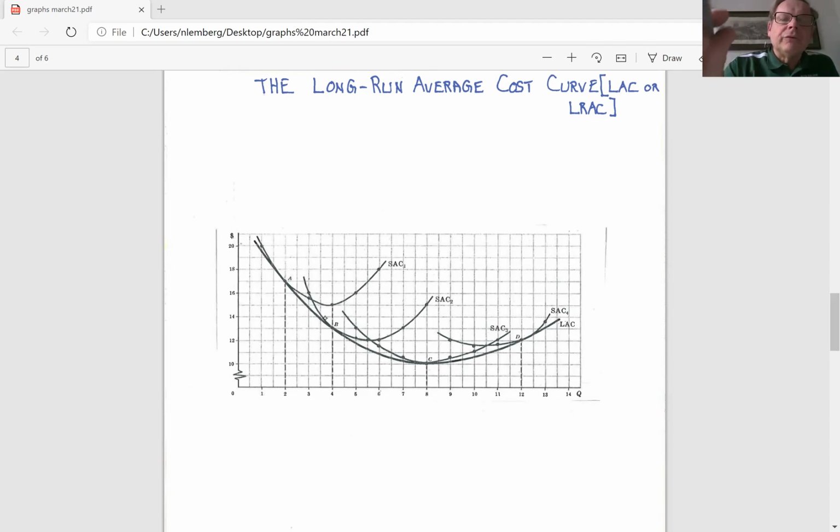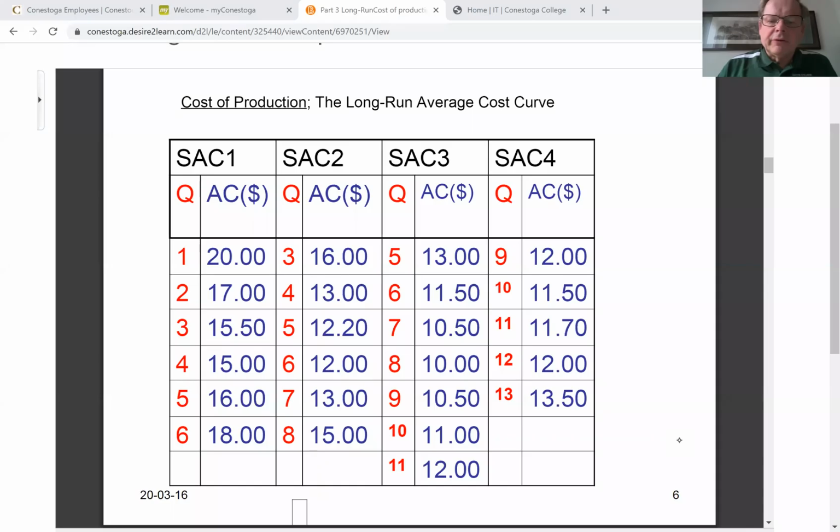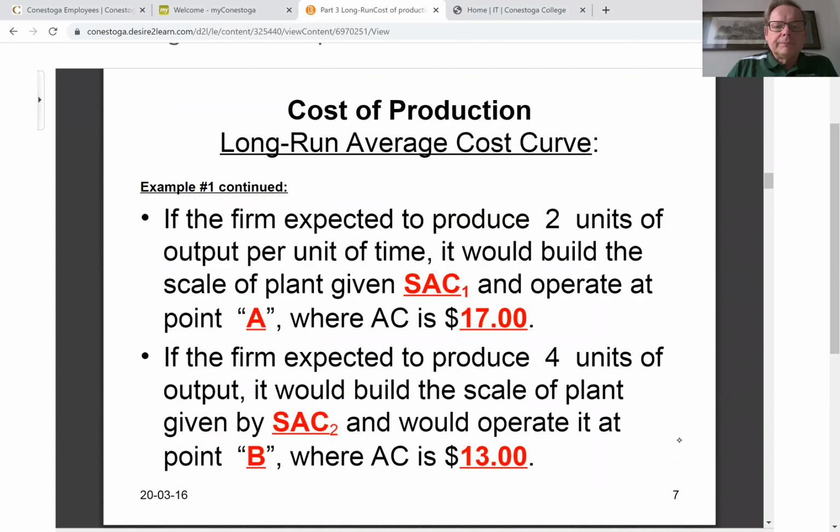So let's go back to the notes. So here's our table again, and let's continue. So if the firm expects to produce 2 units of output per unit of time, it will build a scale of the plant given in short run cost curve 1 and operate at point A, where the average cost is $17. If the firm expected to produce 4 units of output, it would build a scale of plant given by short run average cost curve 2 and would operate at point B, where your average cost is $13.